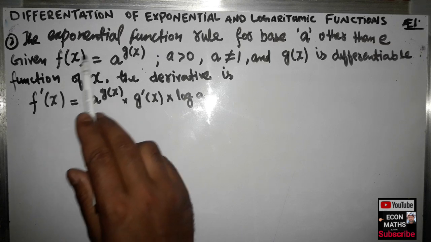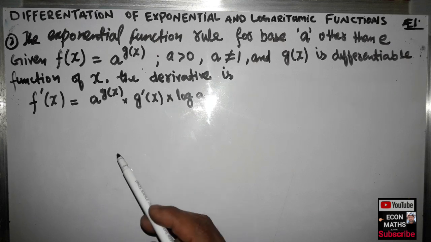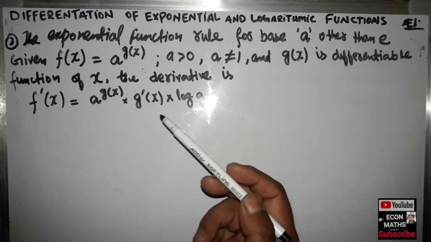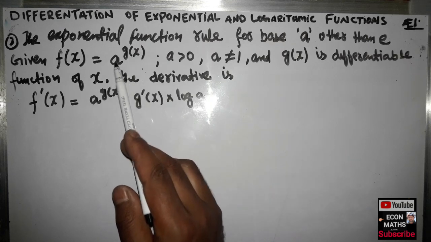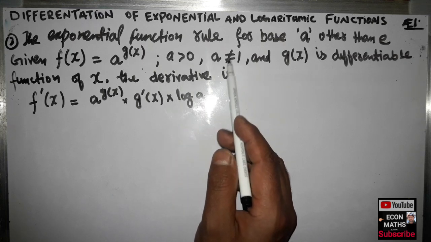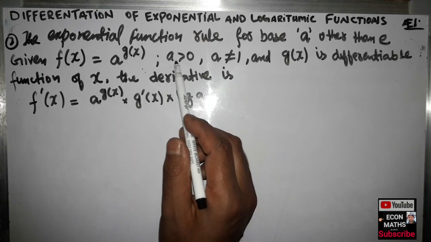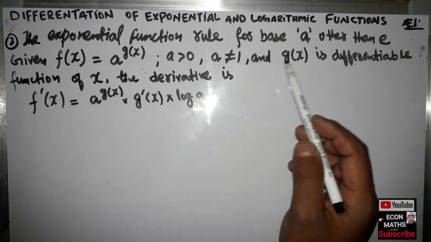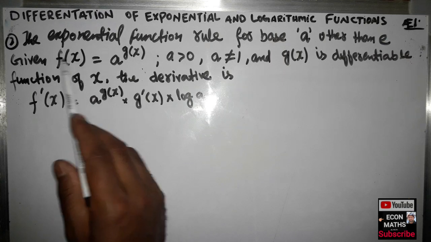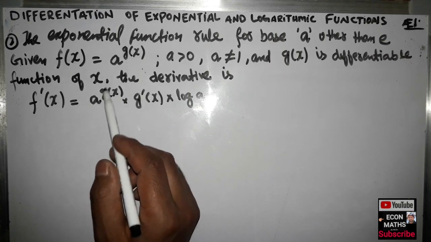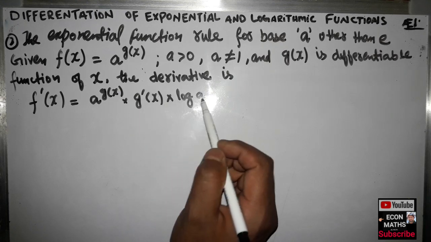Now the second rule is the exponential function rule for base a other than e. In the previous rule we had the base e, but here we have another base, that is a, where a is greater than 0 and a should not be equal to 1. Now given f of x is equal to a to the power g of x, where a is greater than 0 and a is not equal to 1, and g of x is a differentiable function of x, the derivative is given by a to the power g of x times g dash x times log of a.